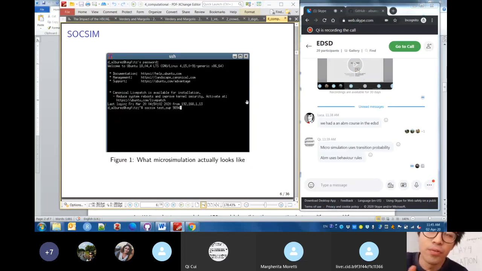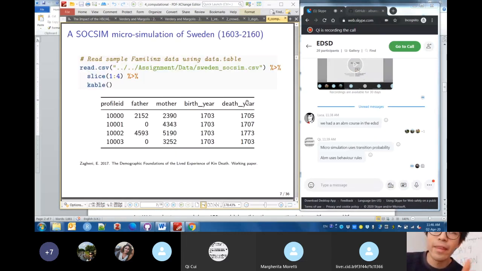And here this is also referencing this file. In this case, it's called test.sup, and this file has all the transition rates and all the demographic rates in it. So SOCSIM just takes this text file and runs it, and the number is just a random number, so that you can introduce some randomness in the model, in the simulation, and then in the end you get something like this.